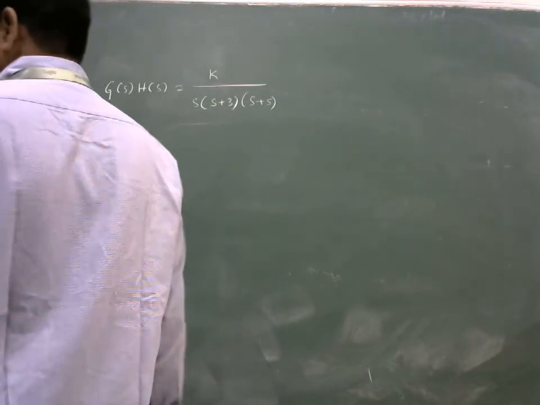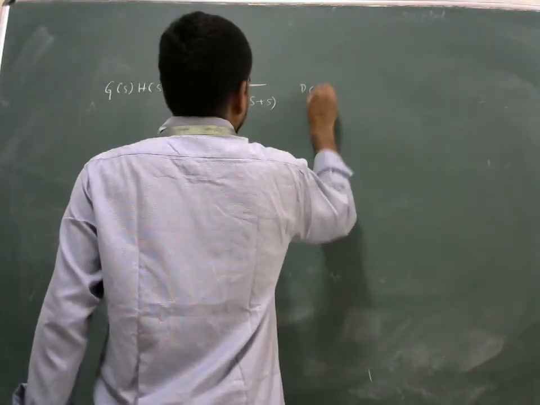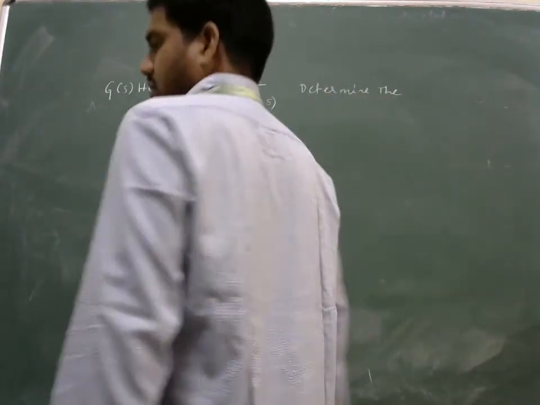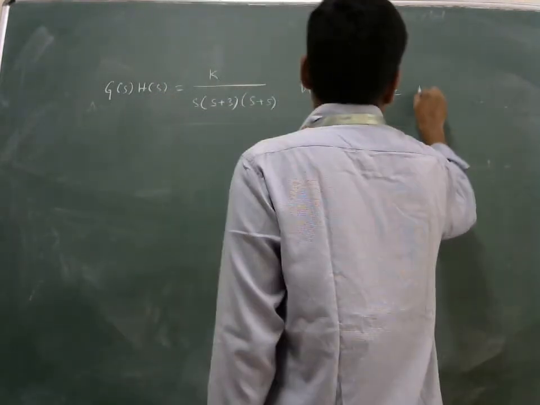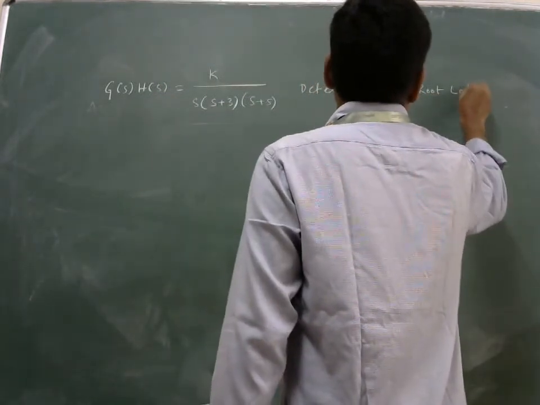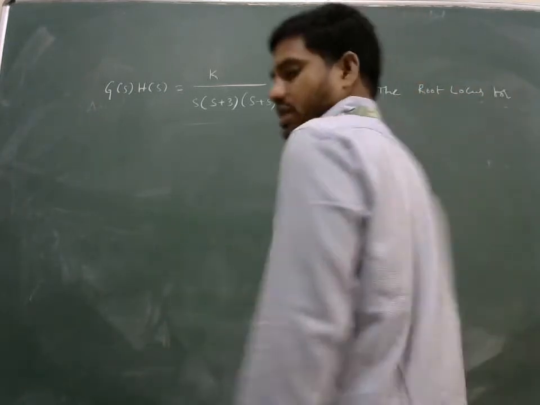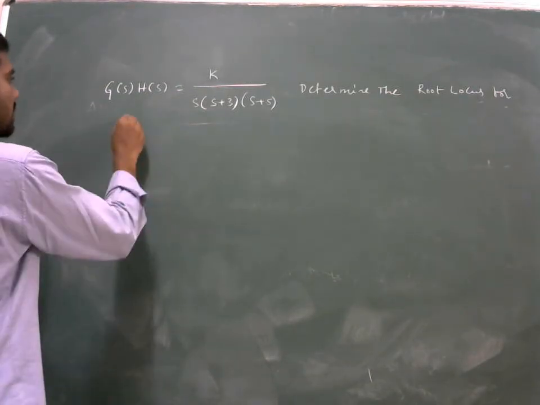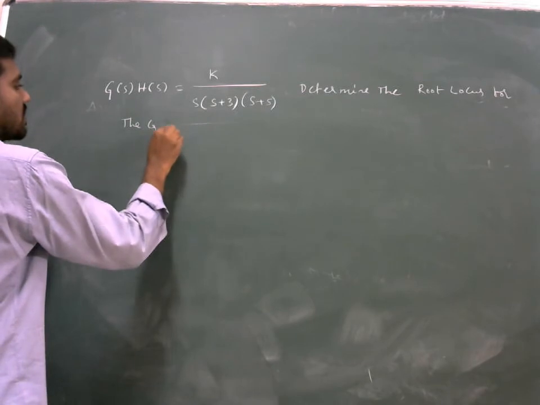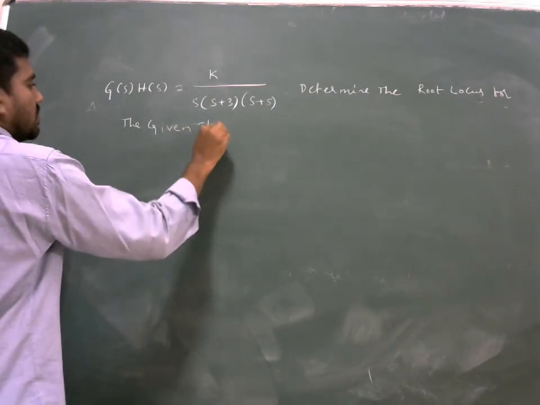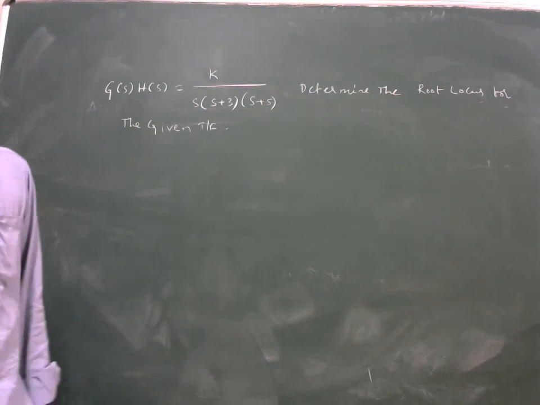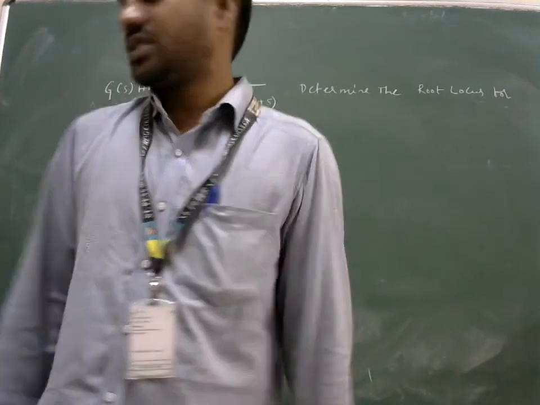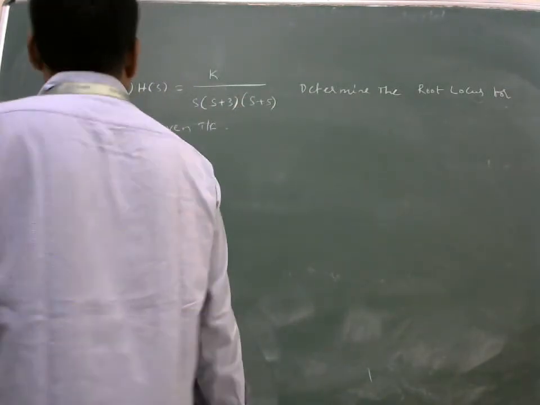Determine the root locus for the given transfer function. There is nothing to confuse here. Whatever steps are involved, we are going to proceed with the same steps. There is no need to get confused or have any difficulty.